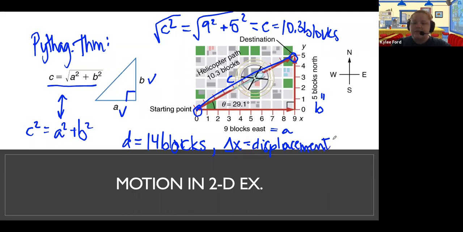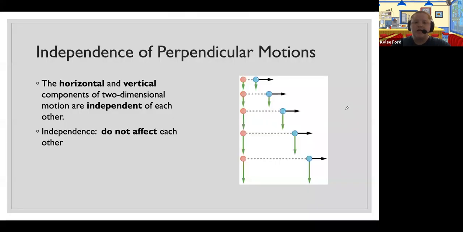Okay, that is going to be that 10.3 blocks. All right, so now that we have a basic foundation of that two-dimensional motion, I wanted to kind of remind you guys, hopefully, of the independence of perpendicular motions.